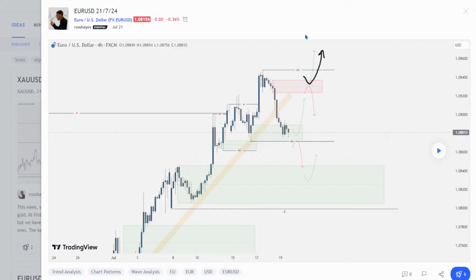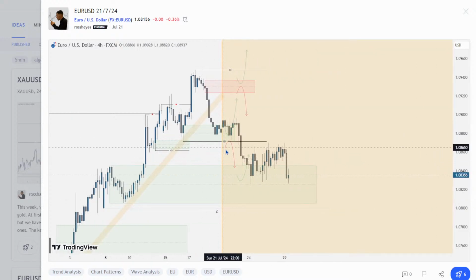We're not marrying a bias here and saying it's definitely going to do this. Play price. What did it do? It failed through, so what do we look for? We look for price selling into here to then potentially go long.